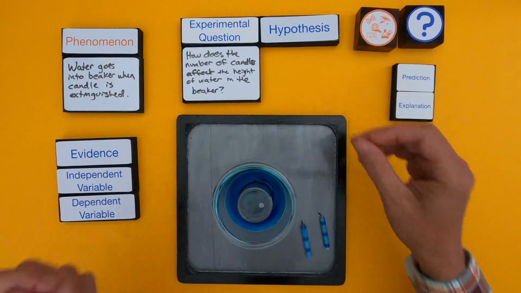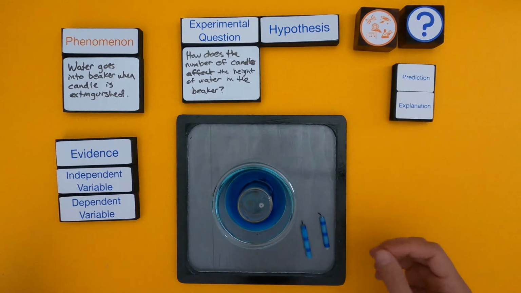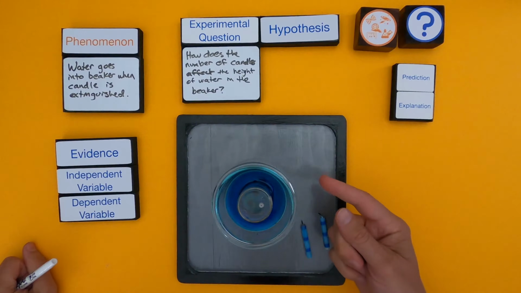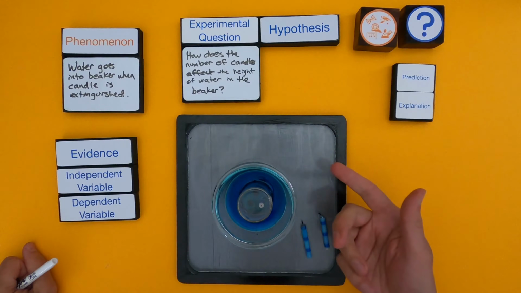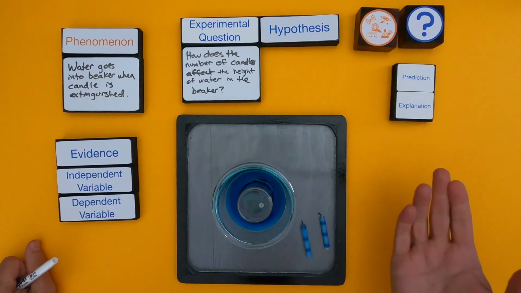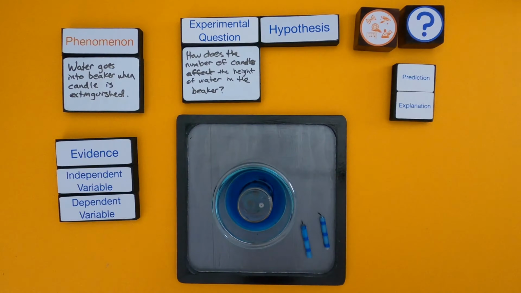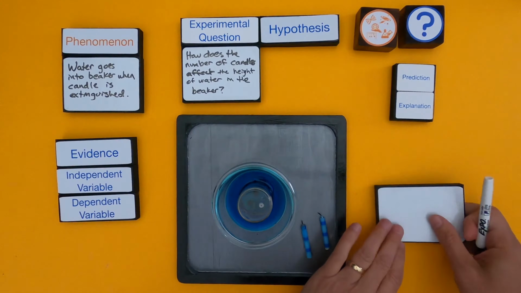Okay, so the question I came up with is, how does the number of candles affect the height of water in the beaker? The reason I chose that is, if it's just oxygen being consumed, and we increase the number of candles, it's still going to consume all that oxygen, so the level should be about the same. But if heat has something to do with it, then we might get some kind of change. Where am I coming up with that experimental question? It's really guided by my hypothesis. So let me write down my hypothesis.